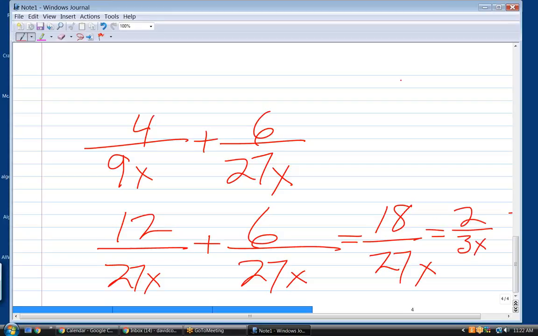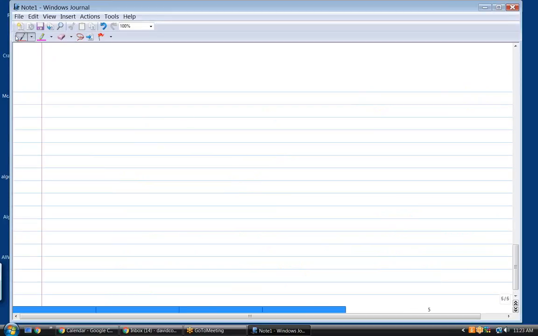And notice that is not the same as 2/3 x. The x is in the denominator, clearly. If it was 2x over 3, that would be the same as 2/3 x. But you got to leave the x in the denominator. Okay, so that's our answer.